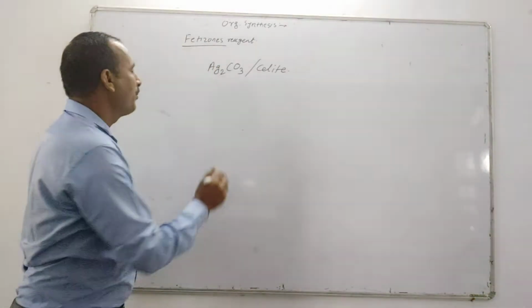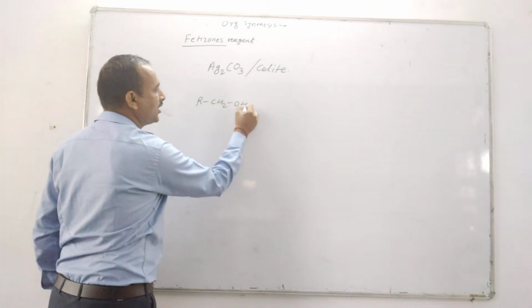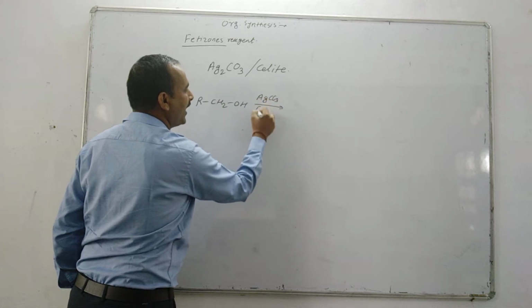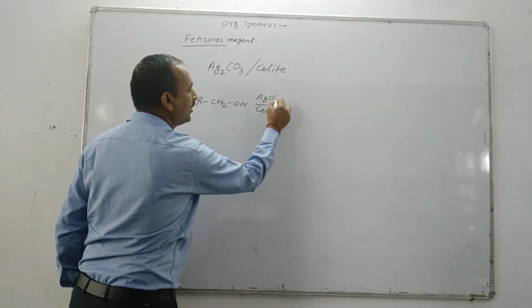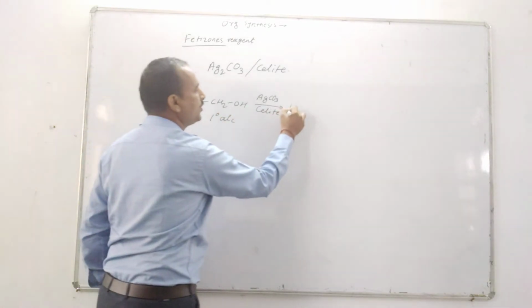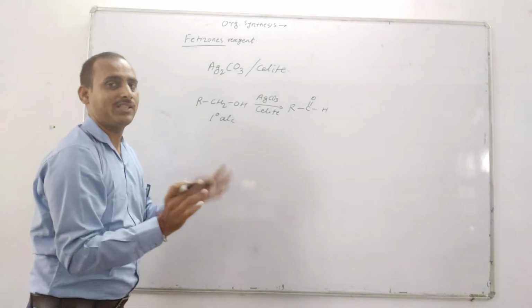So let's see primary alcohol, RCH2OH, by using Ag2CO3 and celite. It oxidizes this primary alcohol to aldehyde and not to the carboxylic acid.